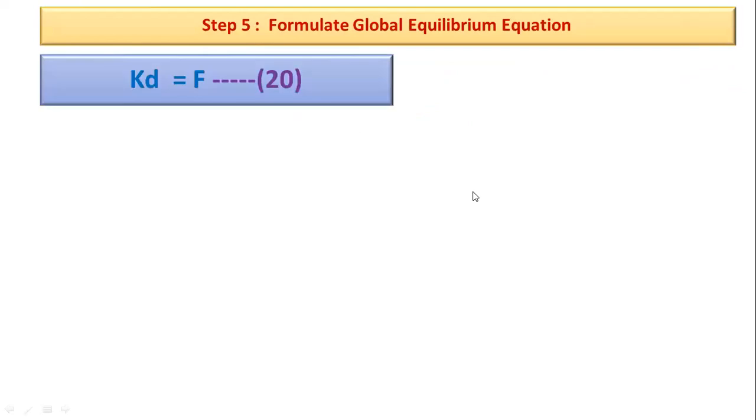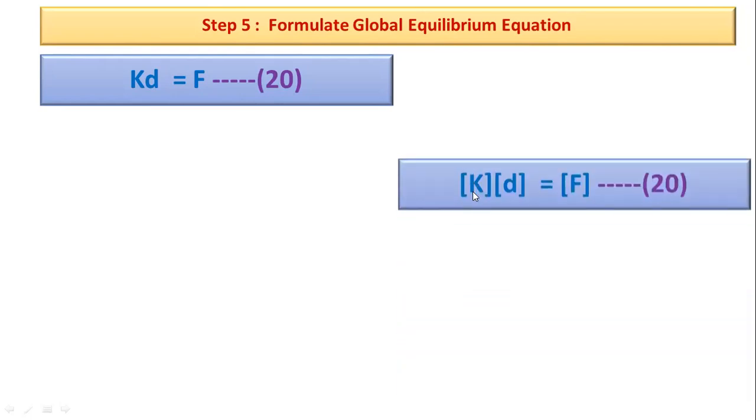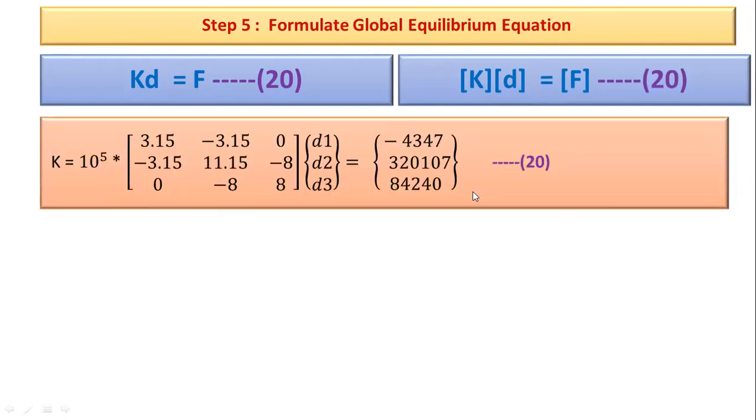Next step, application of our governing equation. KU equal to F, or we can write KD equal to F. K global stiffness matrix, D displacements vector, and F load vector. Just write.